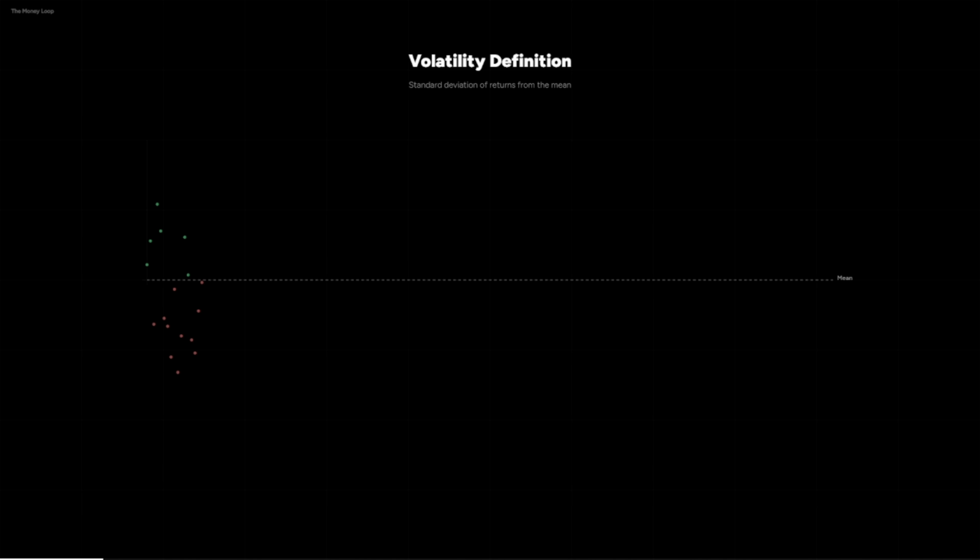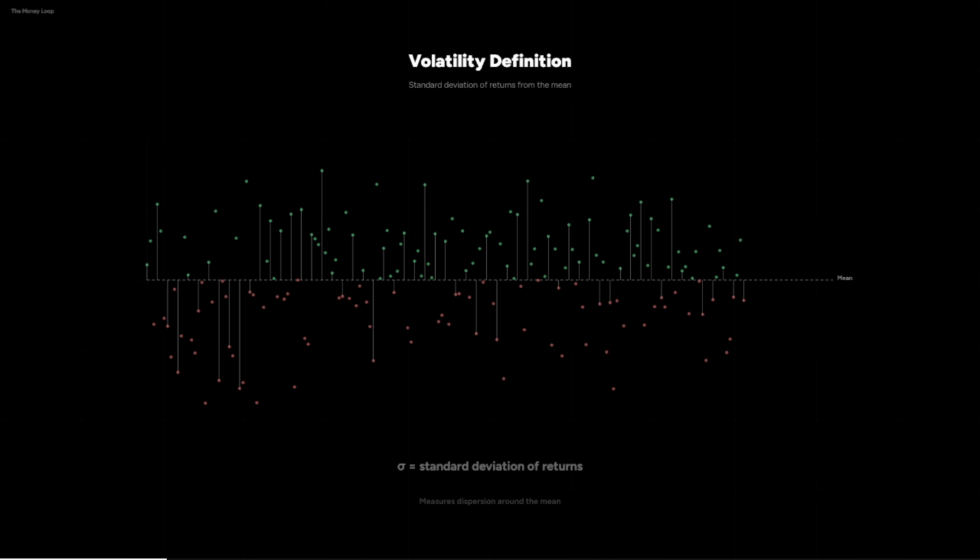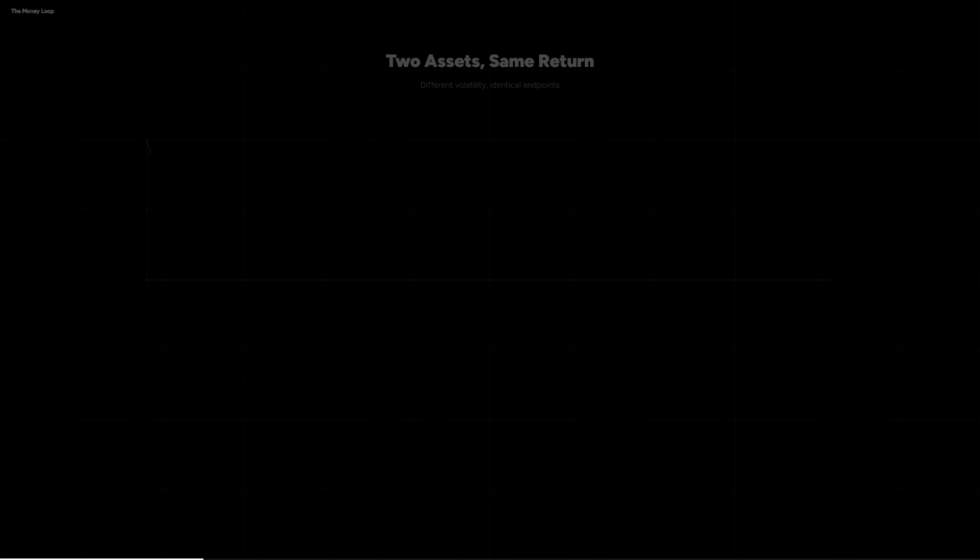To understand why, we need to be precise about what volatility actually measures. Volatility looks at how much returns fluctuate around their average value over time. It doesn't focus on direction. It doesn't care whether those movements are gains or losses. It only measures how spread out the outcomes are. Mathematically, this is captured by the standard deviation of returns, a measure of dispersion, not risk in the intuitive sense.